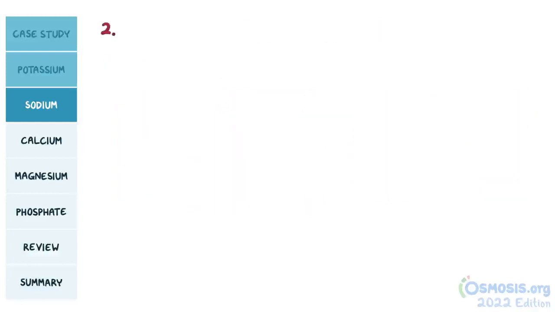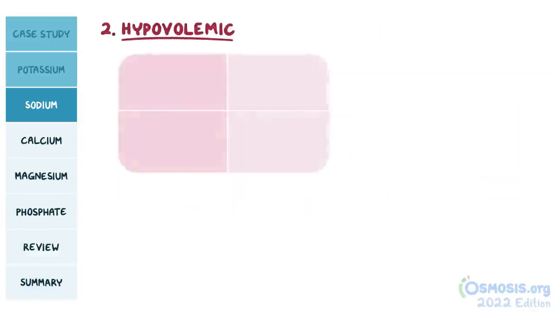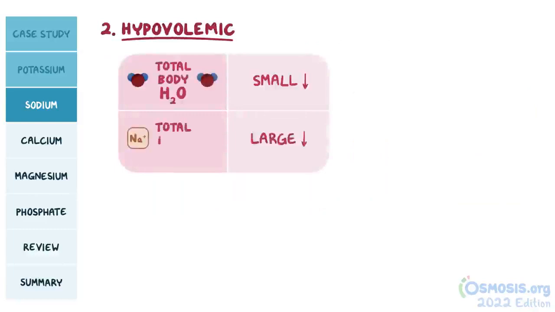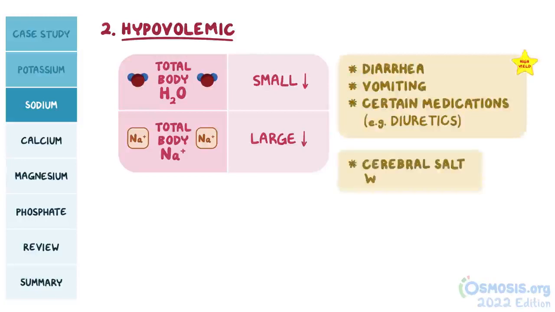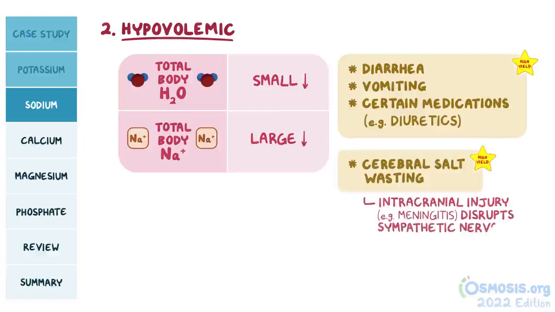The second category is hypovolemic hyponatremia, where there's a small decrease in total body water with a large decrease in total body sodium. This can occur in conditions like diarrhea or vomiting, or in response to certain medications like diuretics. Another, more nuanced condition is cerebral salt wasting, which is when an intracranial injury, like meningitis, disrupts the normal sympathetic nervous system stimulation of the kidneys, leading to disproportionate loss of sodium and, along with it, water.